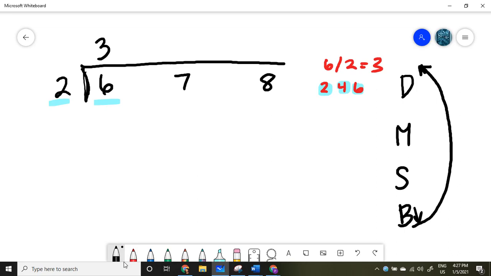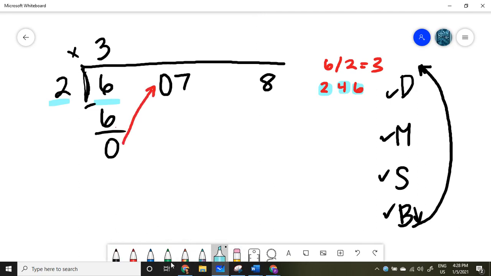After I divide, I multiply. What do I multiply? I multiply 2 times 3. 2 times 3, that's 6. Next, I subtract. I subtract 6 minus 6, which is 0. After I subtract, I bring down my digit, or in this case, I bring over my digit.